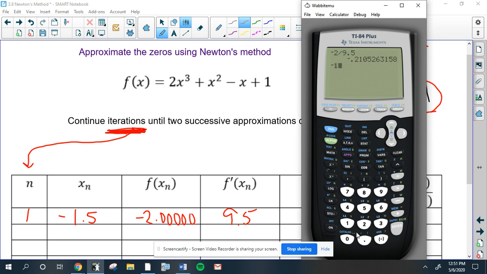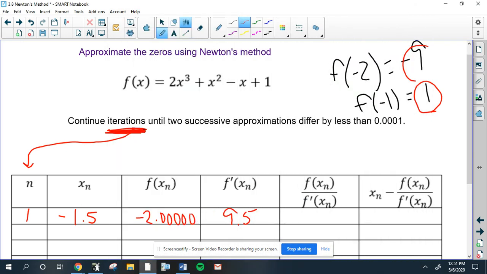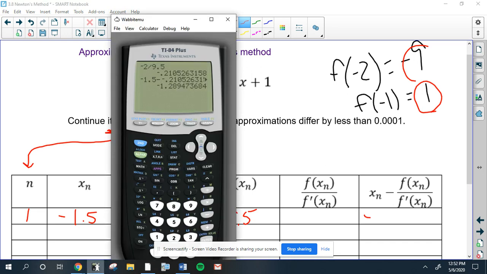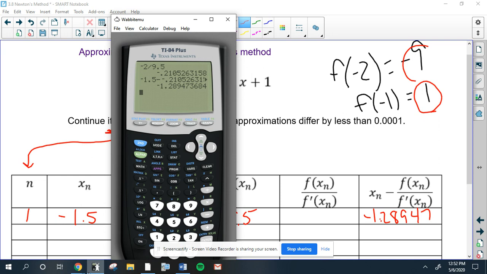-1.5 minus this. And I got -1.28947. So that was 5 decimal places. And now I just continue from there.